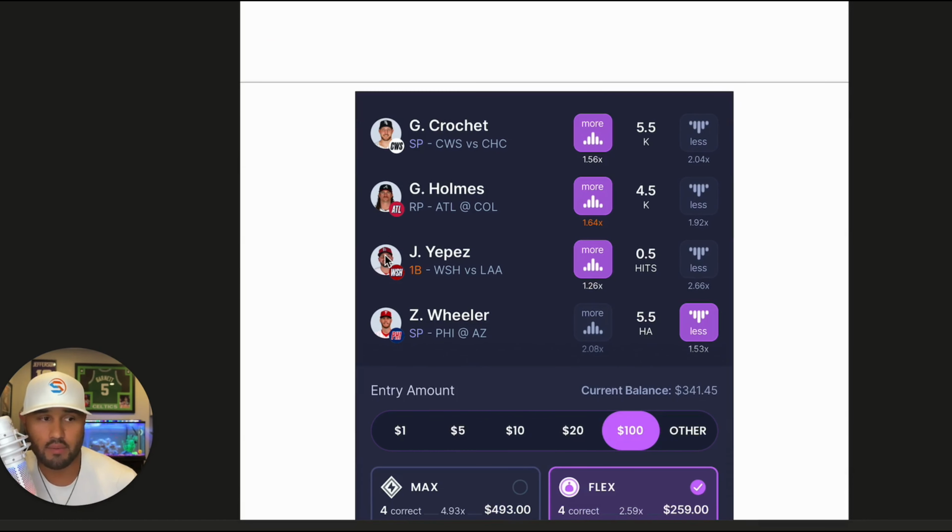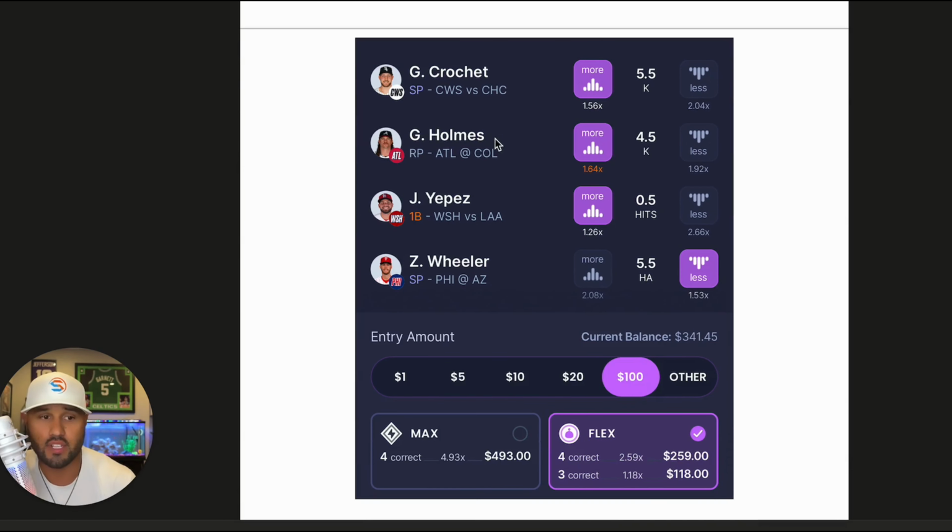And before I talk about this, guys, real quick, there's your slip, just so you can see it in front of you. Crochet over 5.5 Ks. Grant Holmes over 4.5 Ks. Juan Yepez over half a hit. And Zach Wheeler under 5.5 hits allowed. $100. It's going to win you $493 if you take it straight for the max payout.